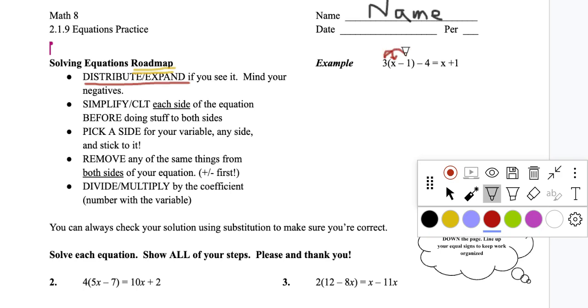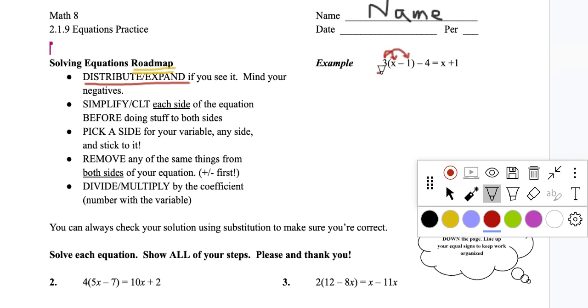So what I like to do is I like to draw arrows. So if you can do that, please, that'd be amazing. Draw arrows where the 3 is going to be distributed into the parentheses. Remember, if there was a negative 3, we'd have to carefully distribute the negative 3. For this first step, all I'm going to do is distribute. That's the only thing I'm going to do.